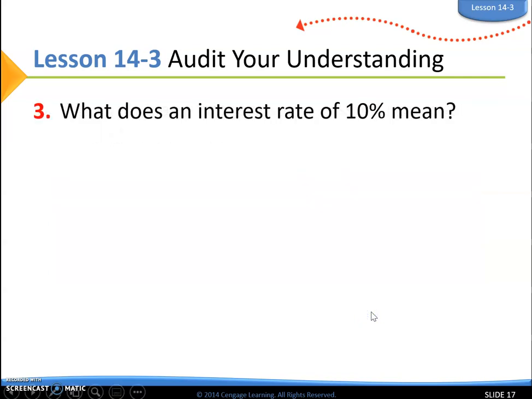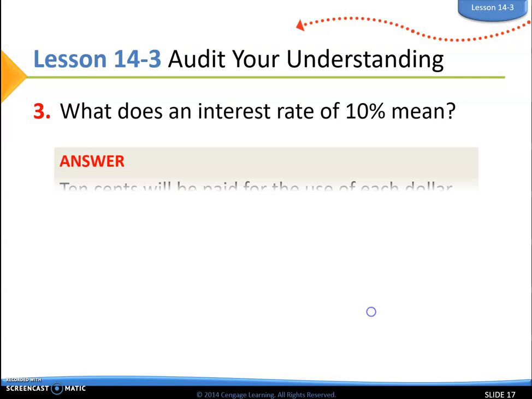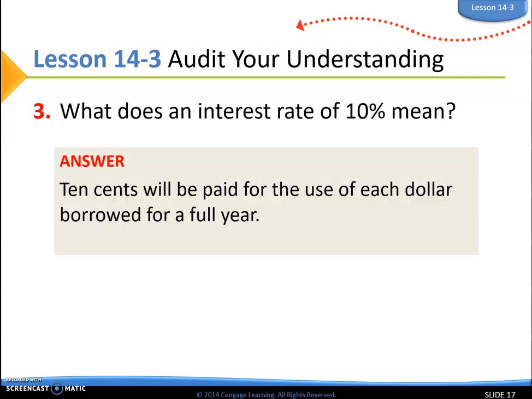Number 3, what does an interest rate of 10% mean? That means 10 cents will be paid for the use of each dollar borrowed for a full year. Remember, those interest rates are for a full year.